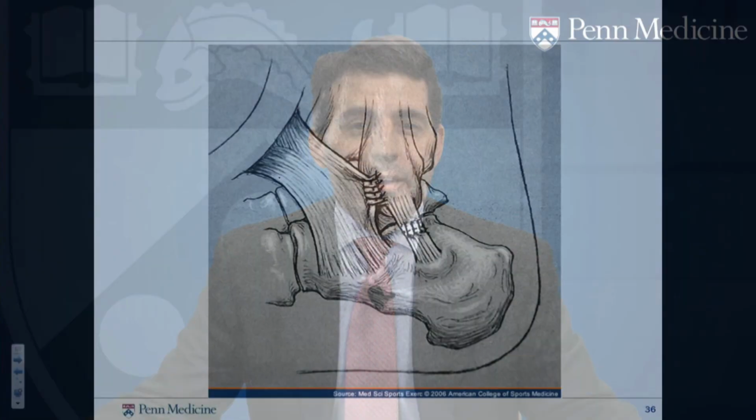These patients often need bracing for more strenuous sporting activity to give them the sense of stability that they need. And if those things fail, then surgery to repair the ligament is often very helpful.